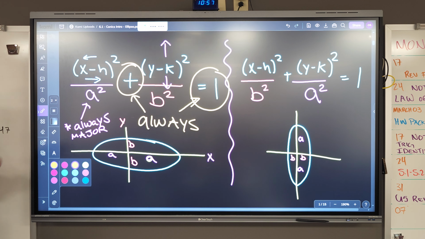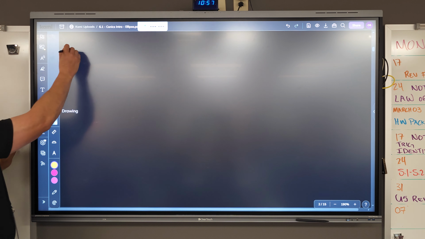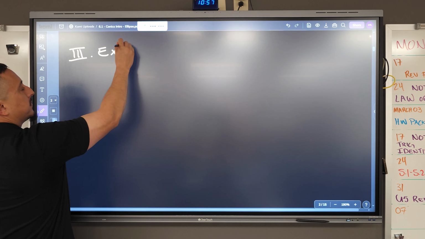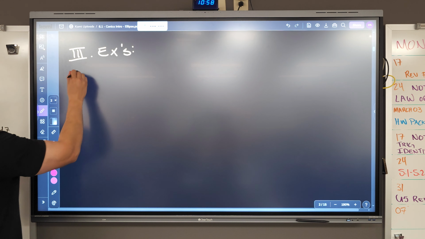Okay, there's a little bit more to it, but I don't want to put it all in one part, so let's go ahead and go to examples. There's one more part called the focus, but I'll introduce that here in a little bit. Let's do number 1.